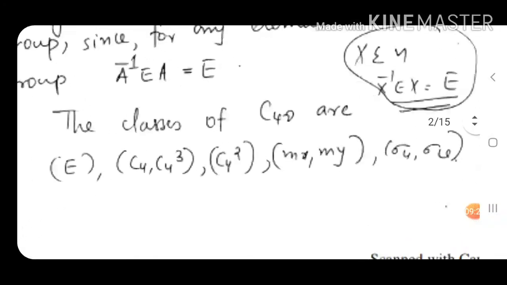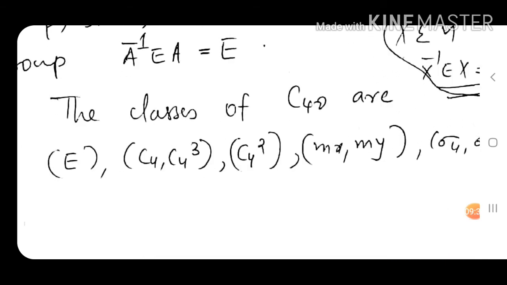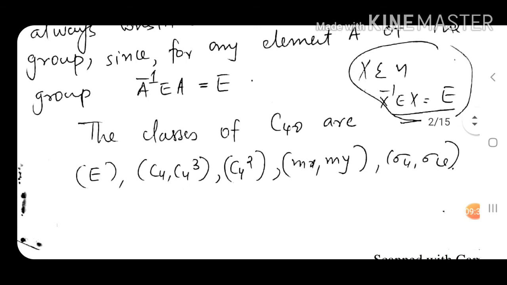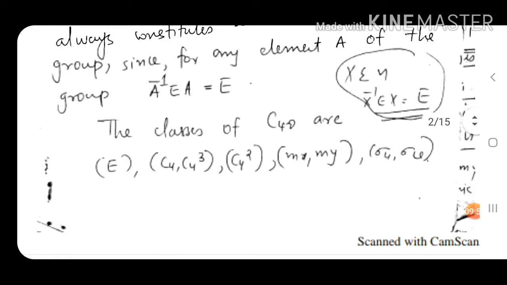So we are now writing the classes of the C4V group. First class, the identity element. Any group, you can safely write one class E. Then C4 and C4 cube form a class. That means C4 and C4 cube are conjugate to each other. And C4 square itself forms a class because it is conjugate to itself. Then Mx, My form a class. Sigma U, Sigma V form a class. So these are the classes of the C4V group.